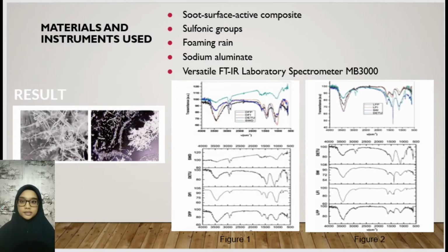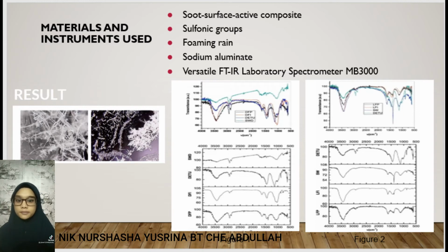My name is Nindo Shashalishreena, and now I will proceed with the instrument and material that can be used in Journal 2. For material, first we have soot, surface active composite, sulfonic group, forming rain, and sodium aluminate. For instrument, it is a versatile FTIR laboratory spectrometer MB3000.